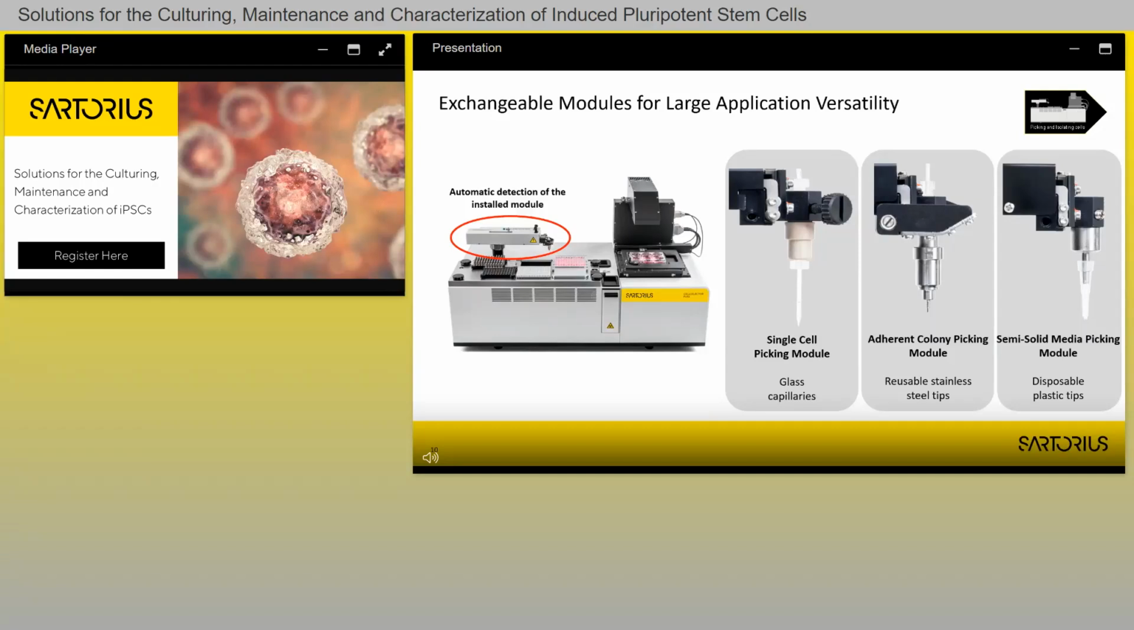Each of these have specific roles, where the glass capillaries can be used for picking single cells or small colonies. The adherent colony picking module is useful for scraping, so any particularly stubborn cell types that you want to scrape off the bottom of a well. And then the semi-solid media picking module is useful when you're, say, selecting organoids that are grown in a 3D matrix such as Matrigel.